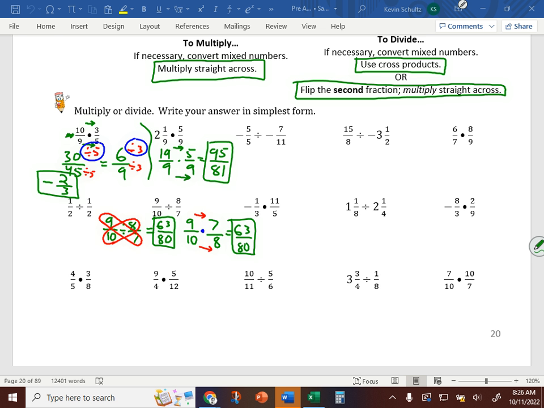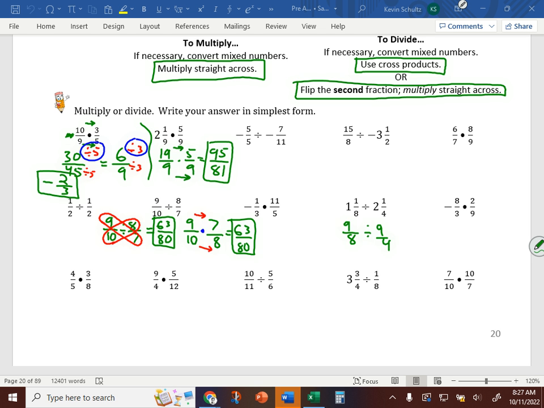Let's look at the next one over. 1 1/8 divided by 2 1/4. First, go ahead and convert those to improper fractions. What is 1 1/8 as an improper fraction? Who's got that calculation for us? 9/8, right? 8 times 1 plus 1, 9/8. And how about 2 1/4? What is that as an improper fraction? 9/4.